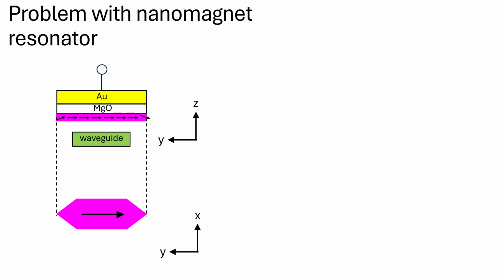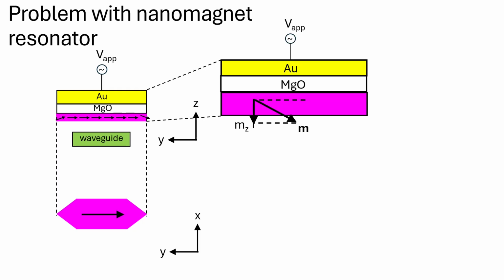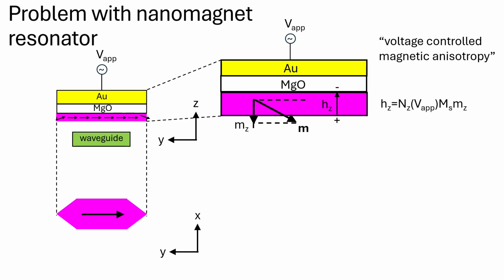Now if we want to parametrically pump the resonator to turn it into an amplifier, we apply an AC voltage at a frequency that is twice the resonant frequency of the nanomagnet. Since the magnetic moment at the edge is tilted out of plane, it will produce a demagnetization field in the Z direction, which is proportional to the Z component of the magnetic moment. What voltage-controlled magnetic anisotropy does is to alter the proportionality constant according to the voltage applied to the top electrode. Therefore, when an AC voltage is applied, the magnitude of the demagnetization field in the Z direction oscillates, and therefore the local magnetic moment at the edges of the nanomagnet oscillates too.